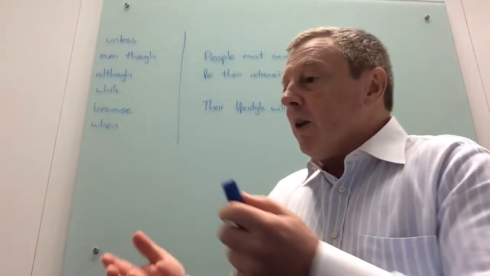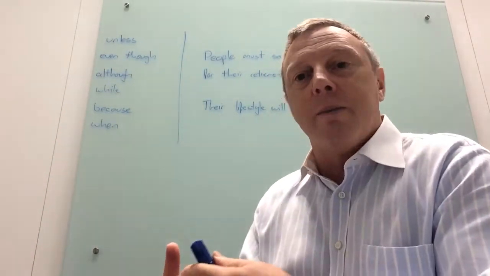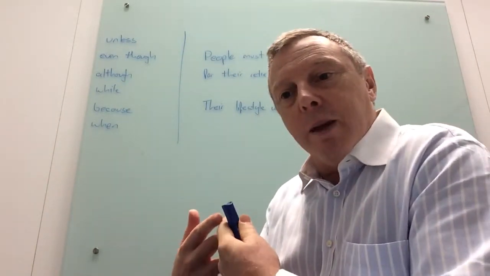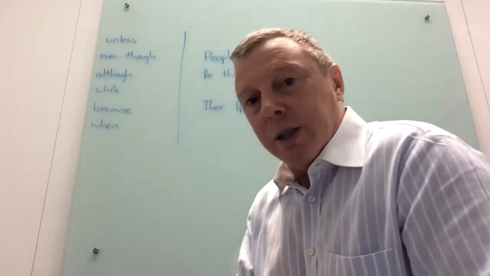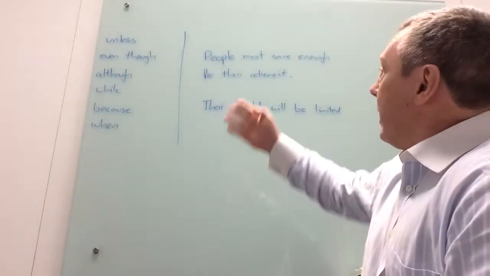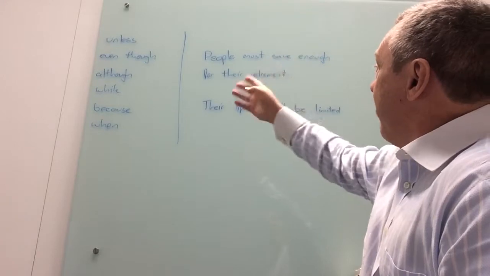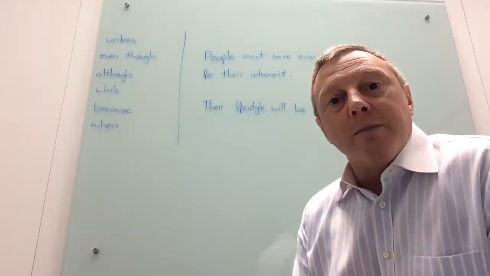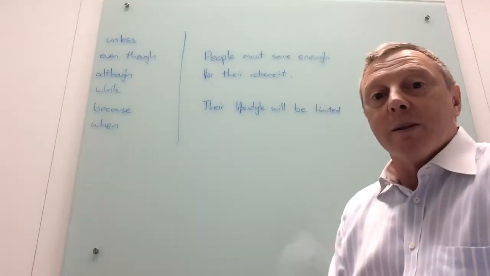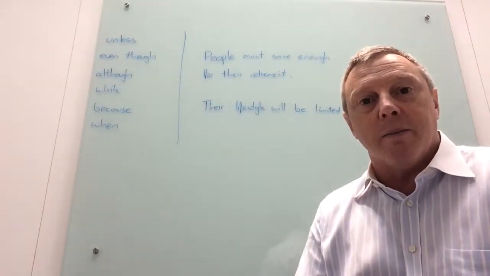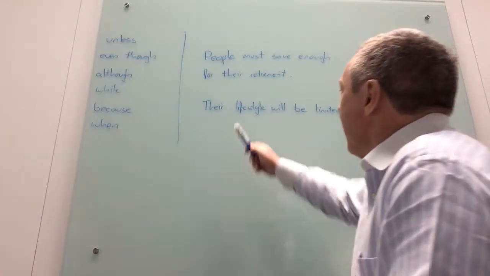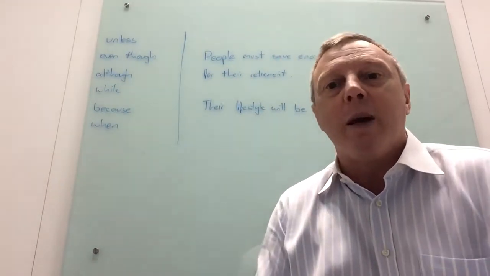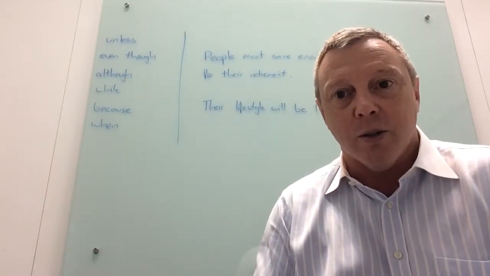Okay, so in a question like that where there's a discussion required, it is quite possible that you might need to construct sentences using elements like this. So, people must save for their retirement. Their lifestyle will be limited. Now, "people must save for their retirement" is an independent clause that makes sense on its own. "Their lifestyle will be limited," on the other hand, is a dependent clause. It doesn't make sense on its own.